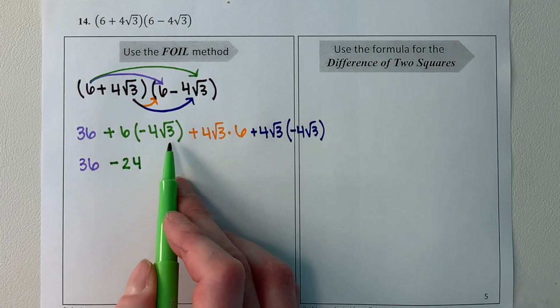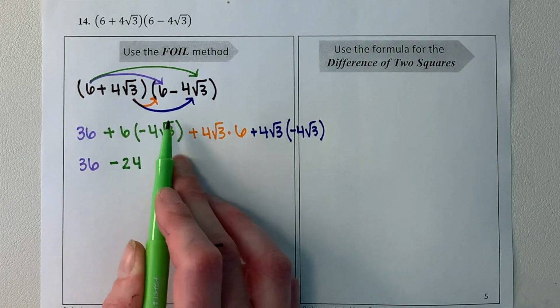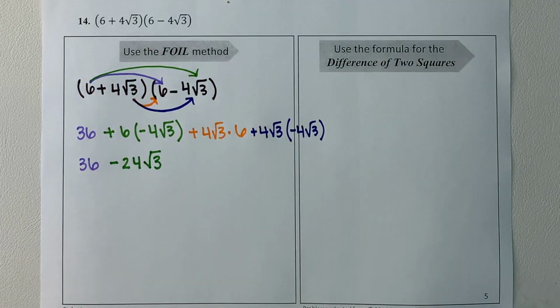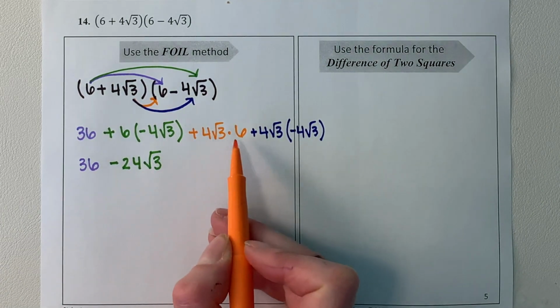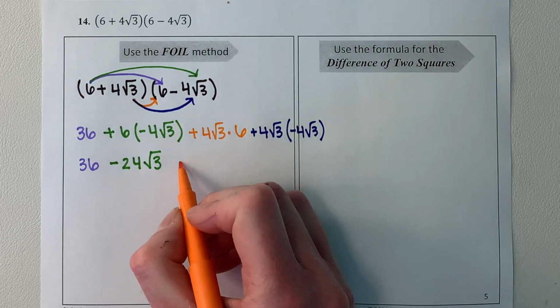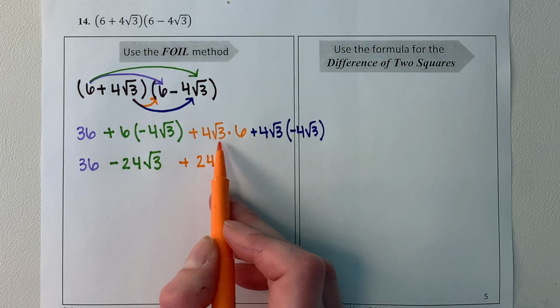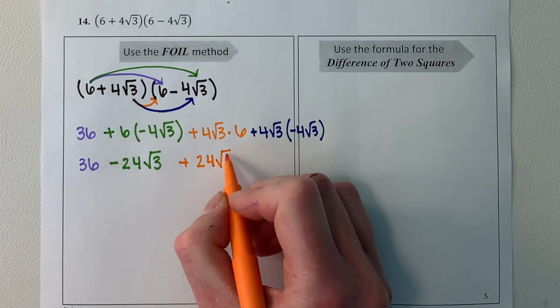And we multiply any radicals. Well, there's no other radical to multiply this square root of 3 by, so we'll just bring down the square root of 3. We'll do a similar thing here. We multiply the like quantities, so we'll take 4 times 6 to get a positive 24, and there's no other square root to multiply by this square root of 3, so we'll just carry down the square root of 3.